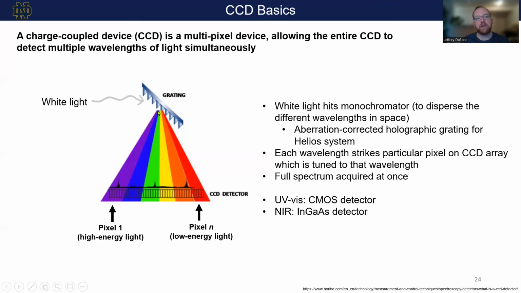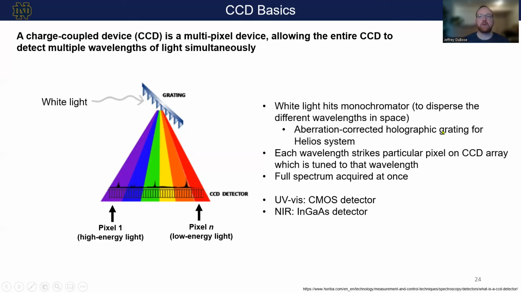So over here, you can imagine we're dispersing the higher energy UV and blue light here versus the lower energy green light and even lower energy red light. That's what a CCD detector allows us. That's why we can get the whole spectrum, because we're dispersing the light and looking at the entire spectrum at once. In the specific Helios Ultrafast Systems spectrometer that we use, it's a very fancy grating, an aberration corrected holographic grating, but that essentially just allows you to disperse the light very, very reproducibly.